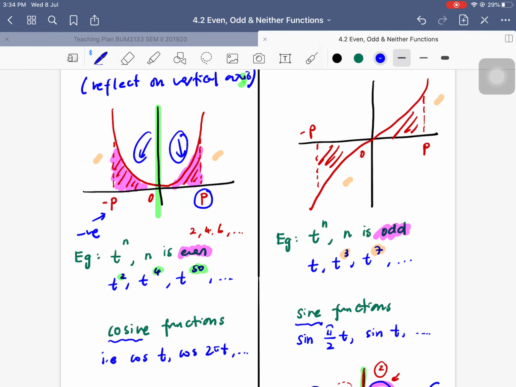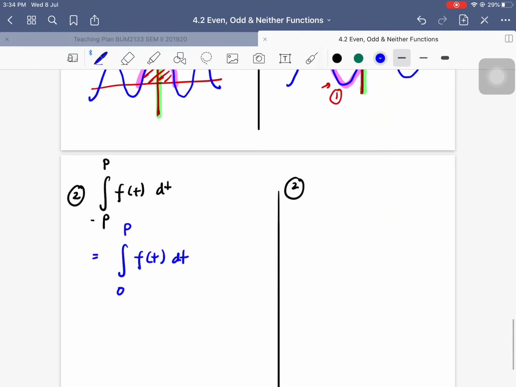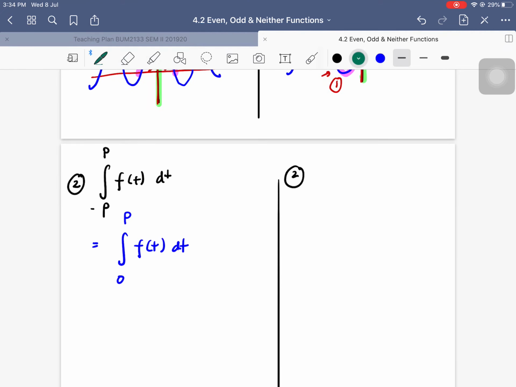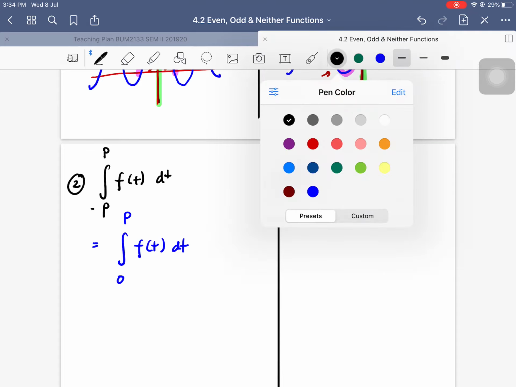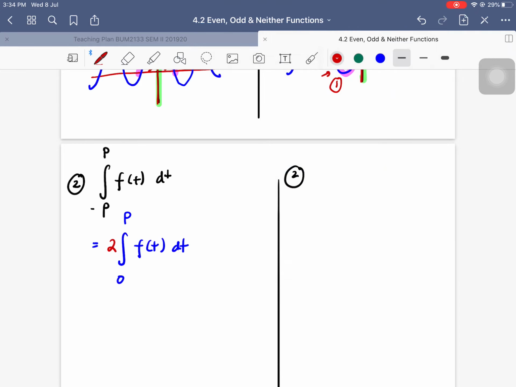So when I want both of the regions, what I have to do is simply multiply this by 2. When I multiply this by 2, automatically I have covered all the regions, from negative p until p. So that is what we're going to do when we have an even function. Okay, what about if you have an odd function? An odd function is going to be even better.